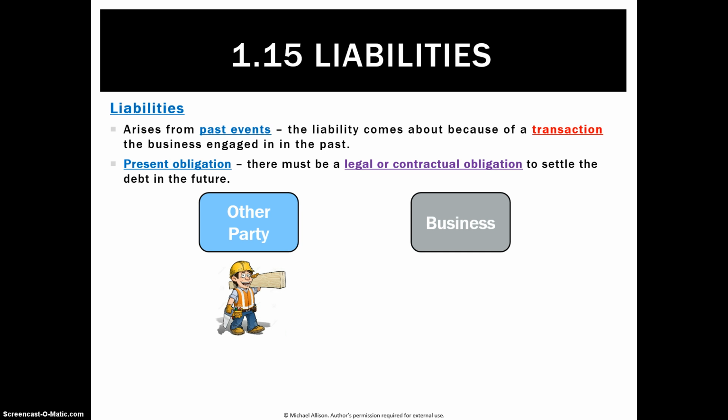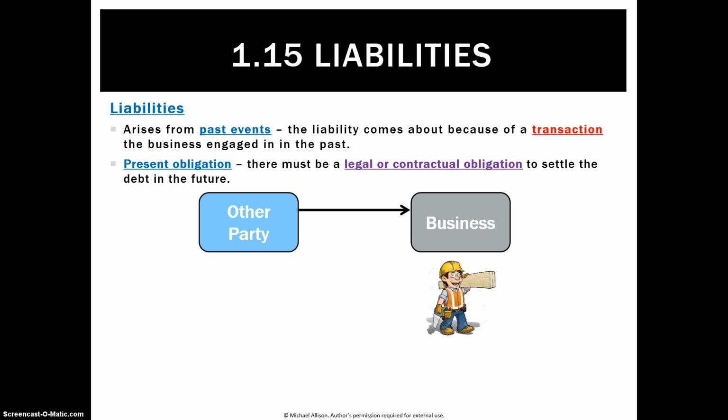It doesn't have to be a tangible obligation as well. So in this sense, someone does work for us. Say we're a building company and we hire labour. They provide labour for us, and now we're obligated to pay them for their labour.